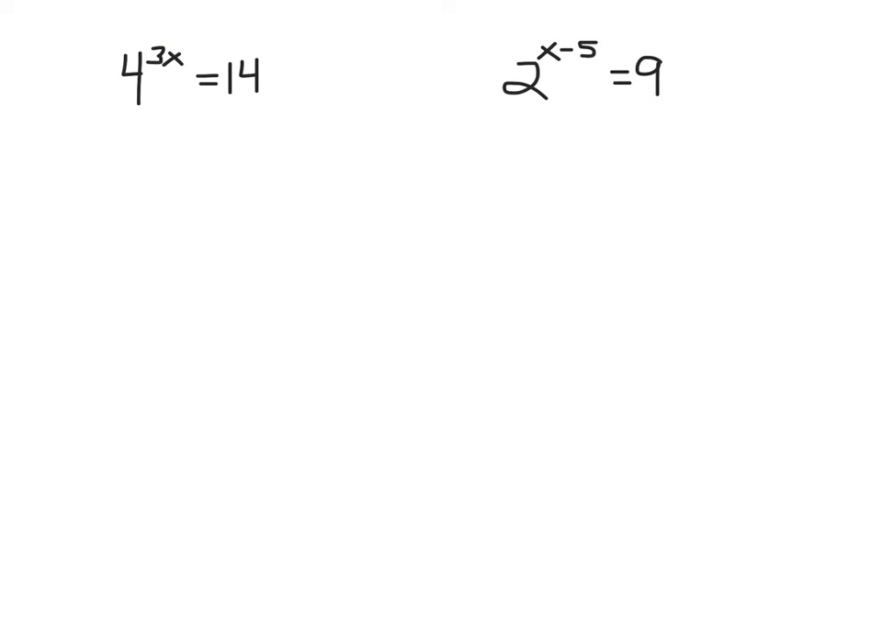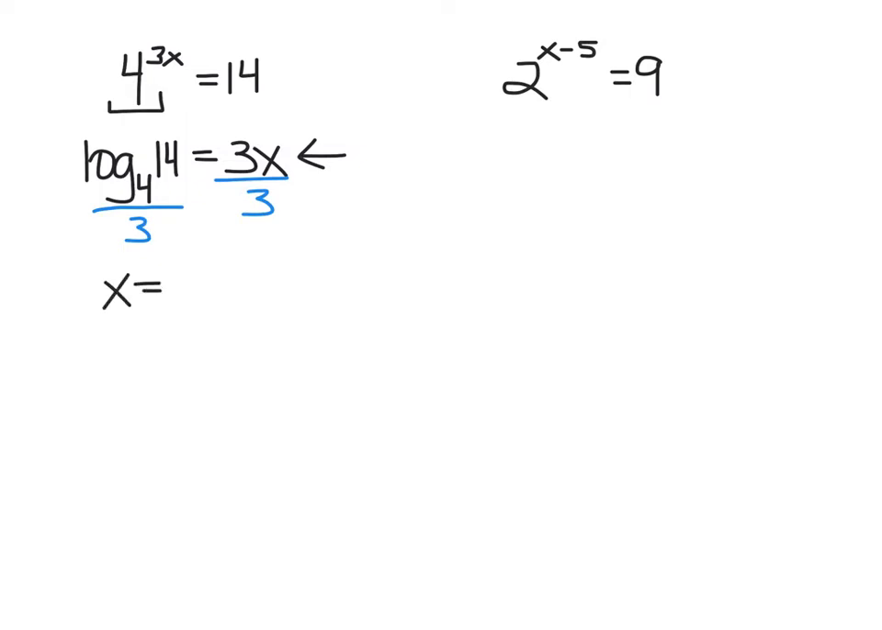So in my first problem, I already have the base isolated. That's it on one side, so now I'm going to rewrite this as a log. Log base 4 of 14 equals 3x. And if I look at the right side, how do I normally solve something like that? I would divide by 3. So divide by 3. And this is called our exact answer. So now I need to go from my exact answer to my decimal answer.